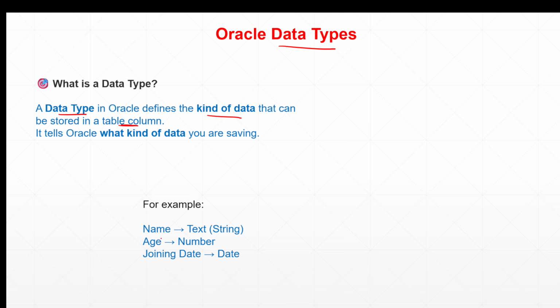For example, here a name will be a text format. It is a string data type. And age will be a number data type. And joining date will be a date value. It is a date data type. So data types make sure our data is stored correctly and efficiently. If I say name varchar 50, it means the column can store up to 50 characters of text.